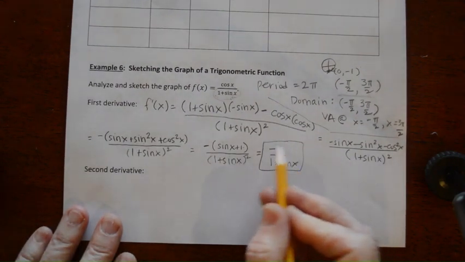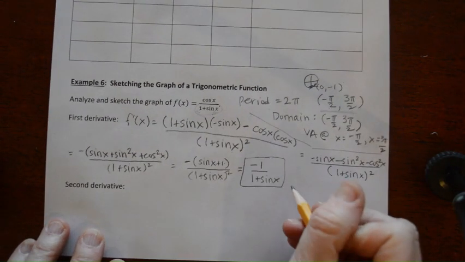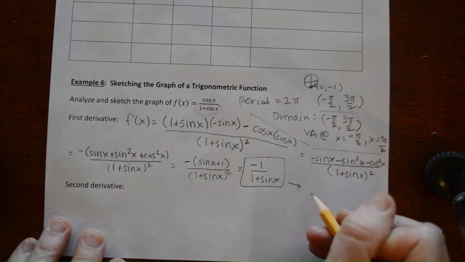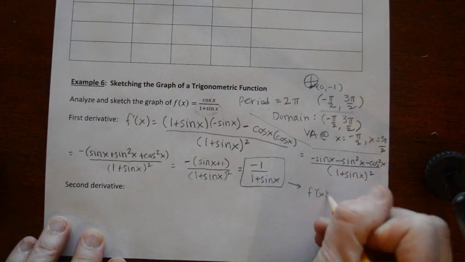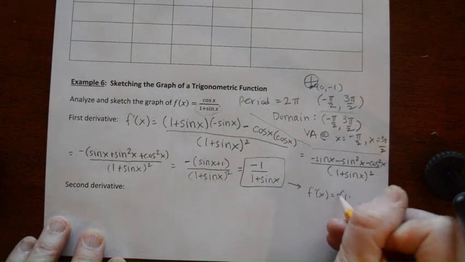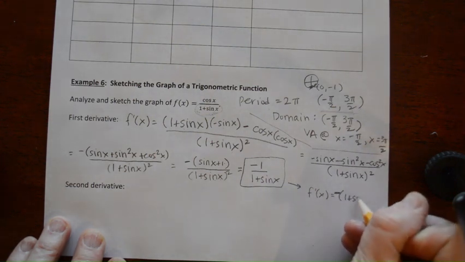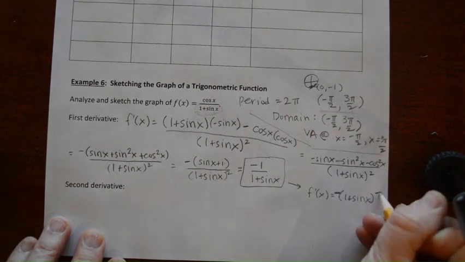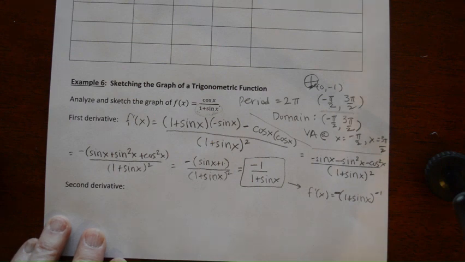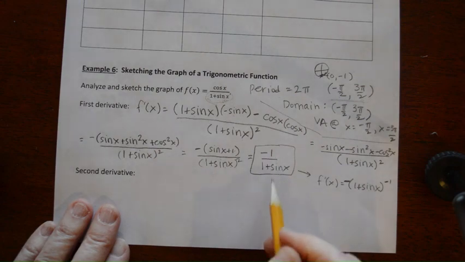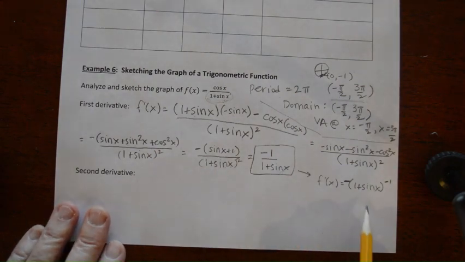Our second derivative, well, that makes life a lot easier here. Just for the purposes of taking the second derivative, I'm going to write this as f prime of x equals negative 1 plus sine x to the negative first power. All right, so when we go to take the derivative, I'm going to use the chain rule instead of kind of a degenerate quotient rule right here.